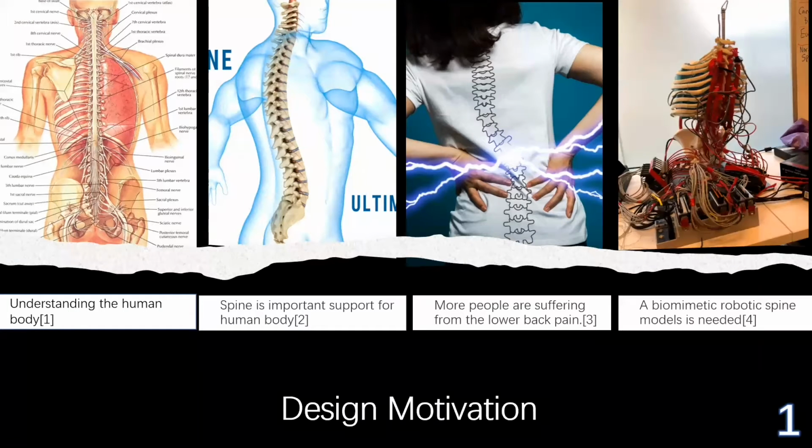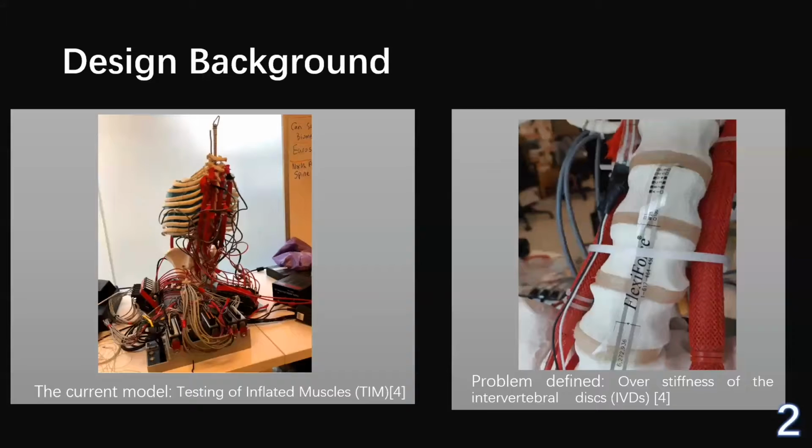Therefore, to better understand the human spine, a biomimetic robot that models the human spine and the surrounding tissues is developed. Professor Driscoll's lab has been developing a biomimetic robotic spine for a long time. The current model is called TIM, which means testing of inflated muscles. As shown in the picture, the inflated muscle and the controlling system are completed.